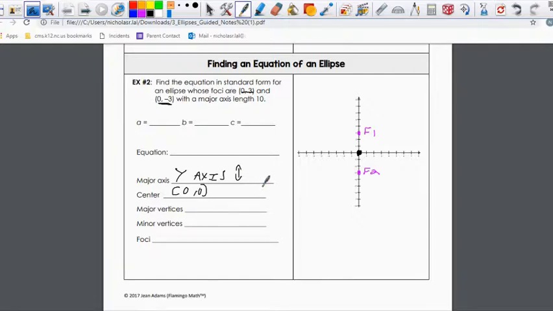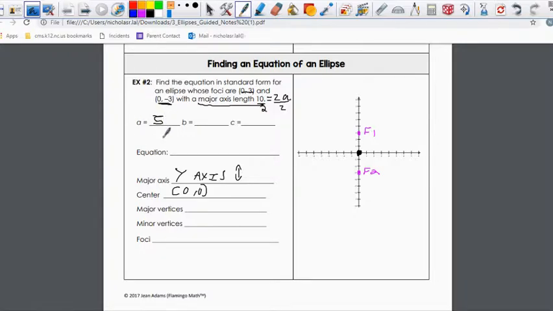Our major vertices, we're going to have to figure out based on the fact that our major axis is the y-axis, and our major axis length is 10. The major axis length is equal to 2a. So 10 is equal to 2a. We can find a by dividing each side by 2. 10 divided by 2 is 5, which means a is equal to 5.